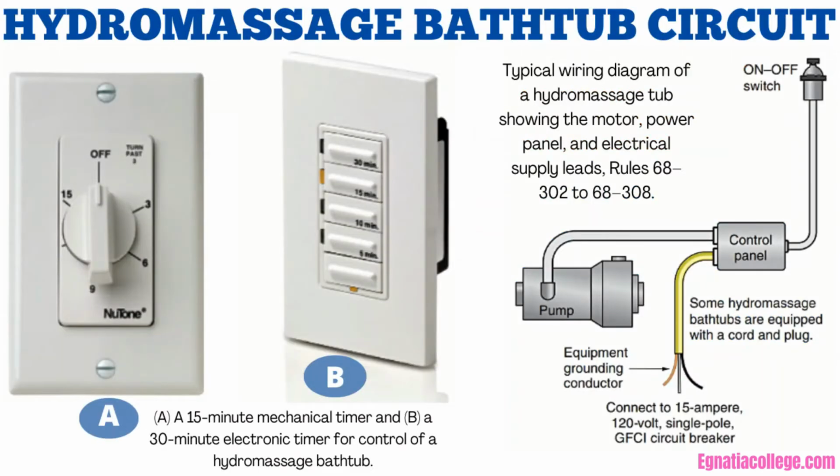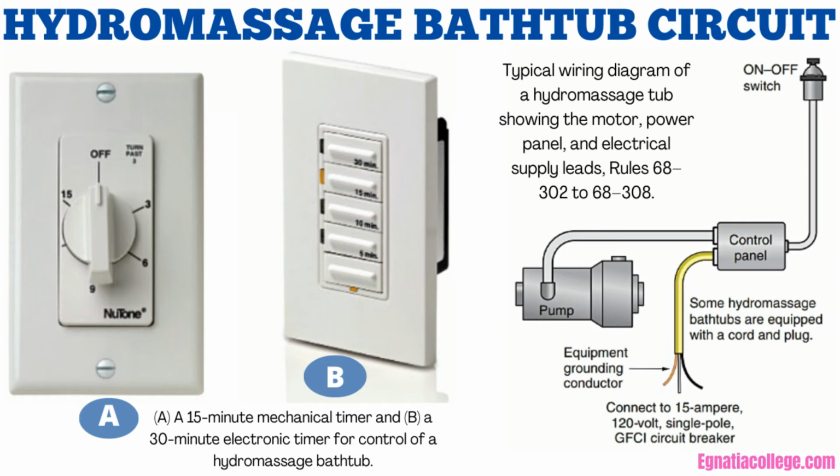Hydromassage bathtub circuit. The ensuite bathroom is equipped with a hydromassage bathtub, sometimes referred to as a whirlpool bath. Pools, tubs, and spas are covered by CEC Section 68. Rule 68-050 defines a hydromassage bathtub as a permanently installed bathtub having an integral or remote water pump or air blower and having a fill and drain water system.